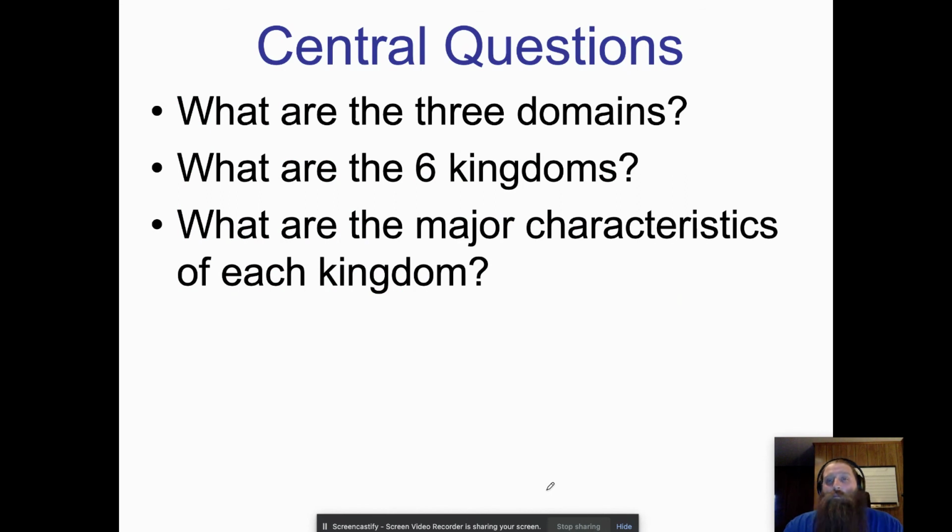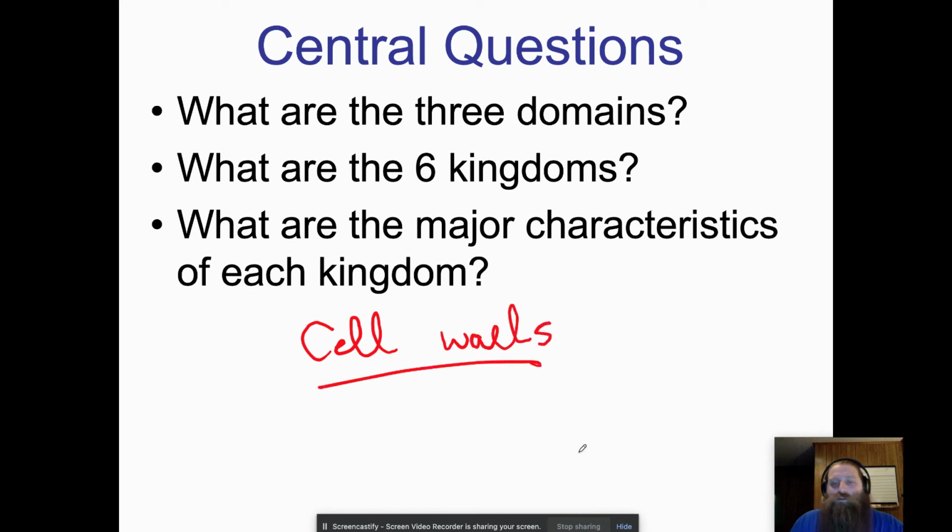All right, so hopefully you can name the three domains. You know the six kingdoms, and you can tell me at least one major characteristic of each kingdom. Something to focus on here: cell walls, all right? The composition of the cell walls. That's going to be important, okay?